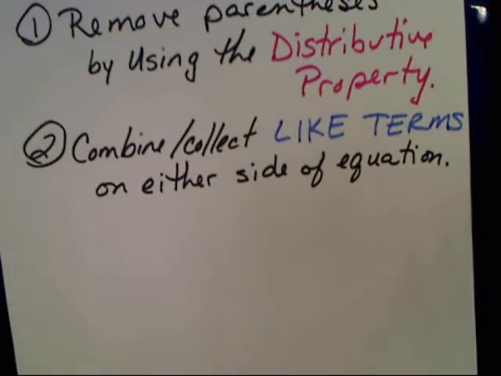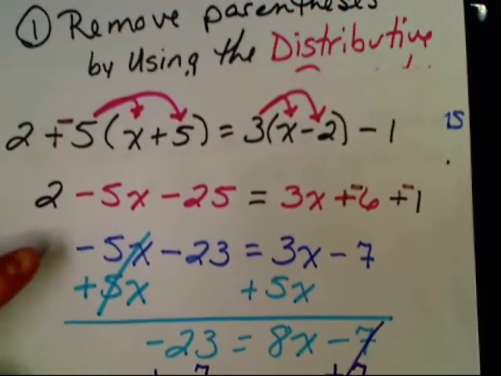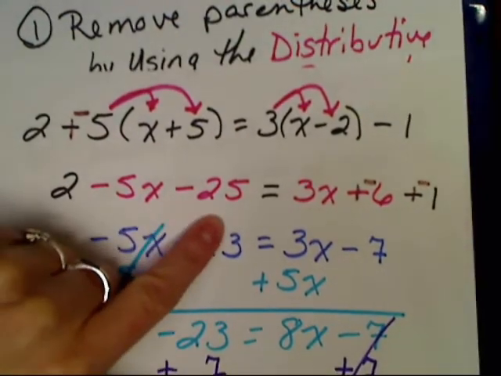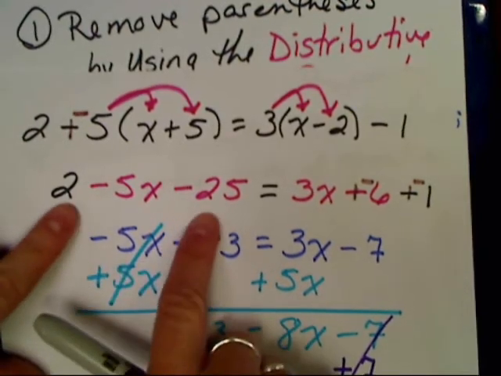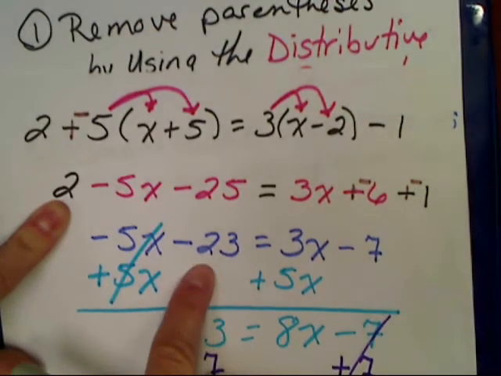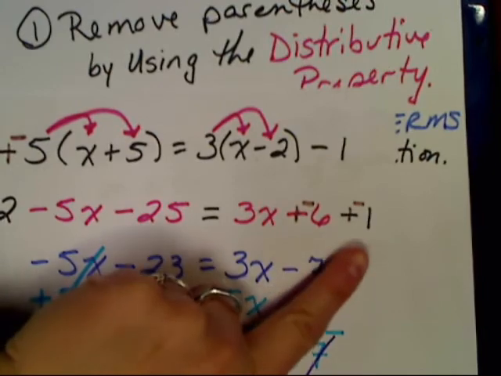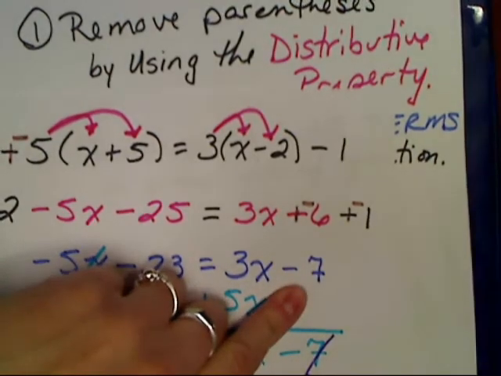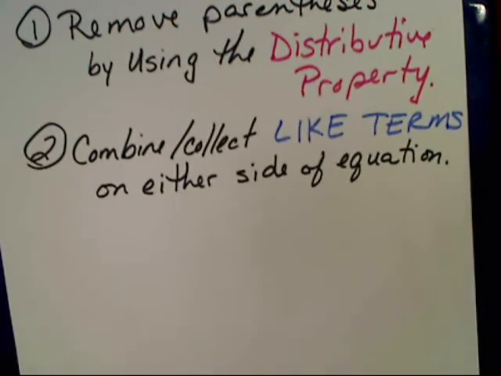For example, in that last problem, we were adding our like terms here. It was 2 minus 25. We didn't switch the signs and add because we're on the same side of the equal sign. So we simply took 2 minus 25 to get our negative 23. Similarly, on the other side, the negative 6 and the negative 1, we kept the signs and simplified them as they were. So that's the second step.